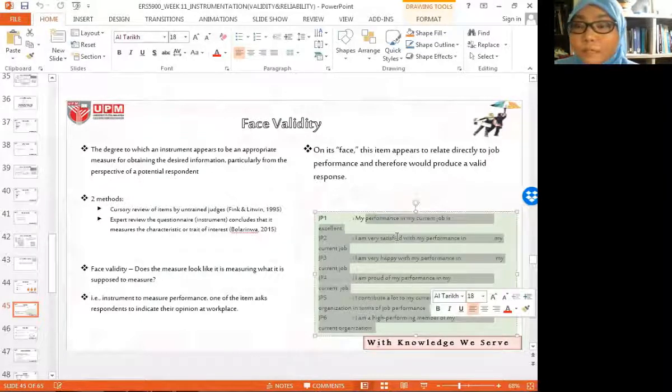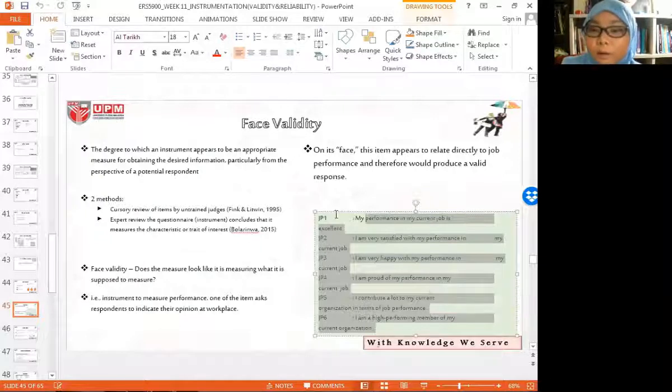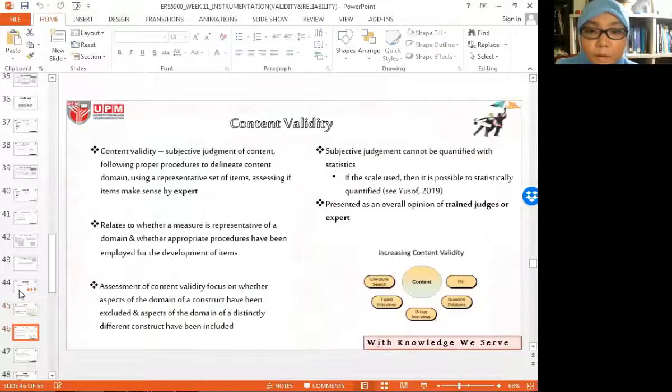Okay, faham untuk face validity ni? So meaning that for your report in chapter 3, for face validity ni, you may indicate that on its face, you as a researcher assume that the items that you select are related to your operational definition. Itu sahaja. Okay, the second one is content validity.